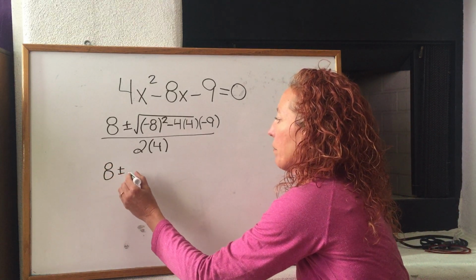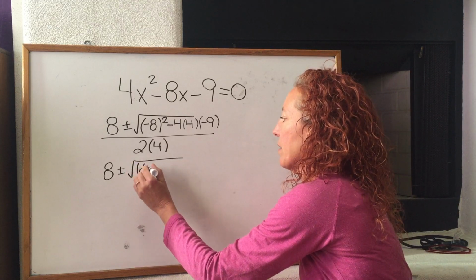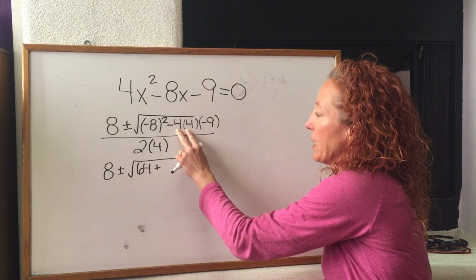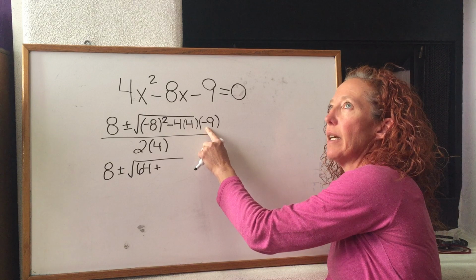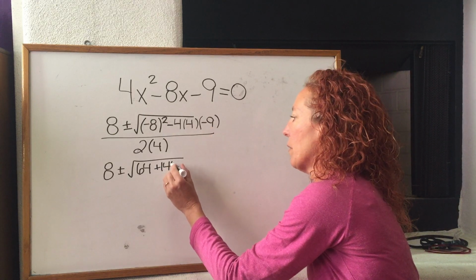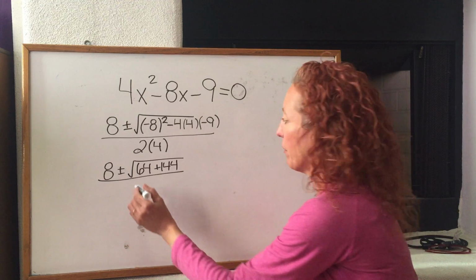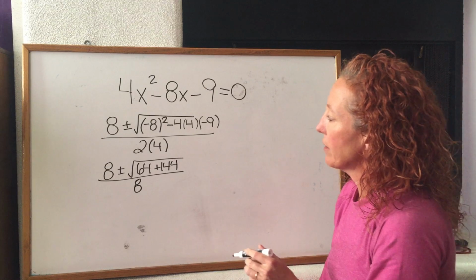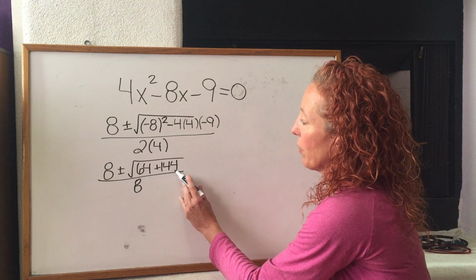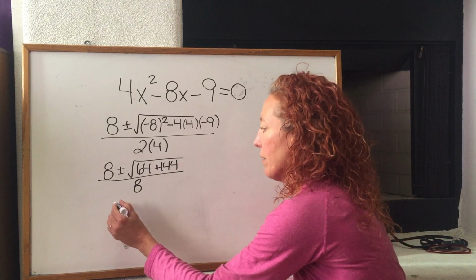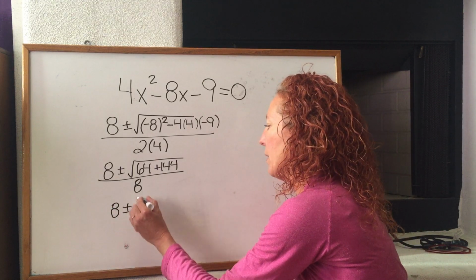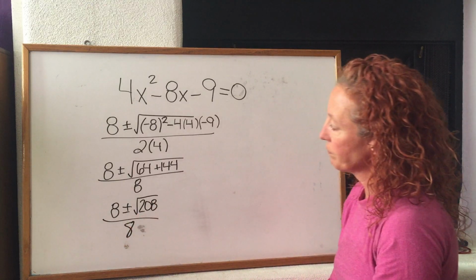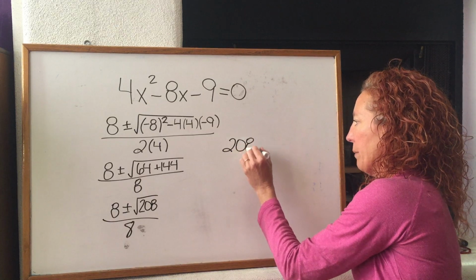So 8 plus or minus the square root of 64. Two negatives make a positive. 4 times 4 is 16. 16 times 9 is 144. I always come over here without the use of a calculator, so good thing I could pull that one out there. All over 8. 64 plus 144 is 208. So 8 plus or minus the square root of 208 over 8. I'm sure that 208 can be simplified.